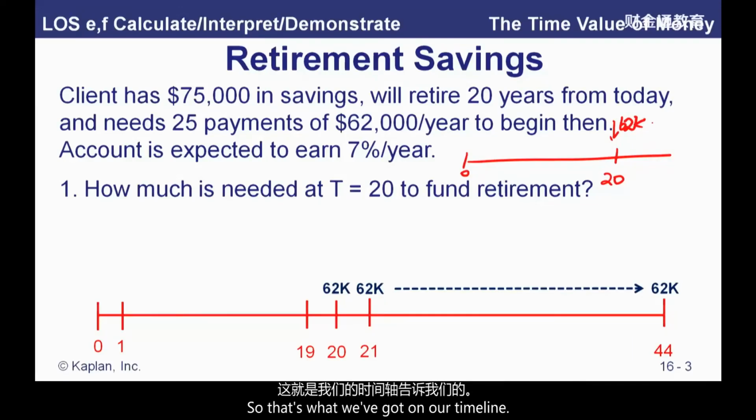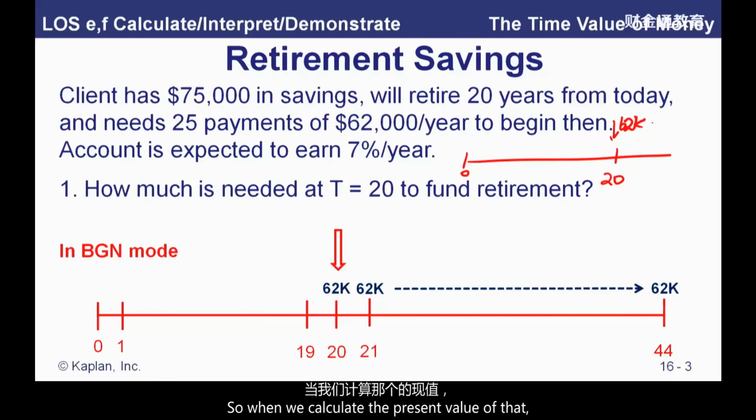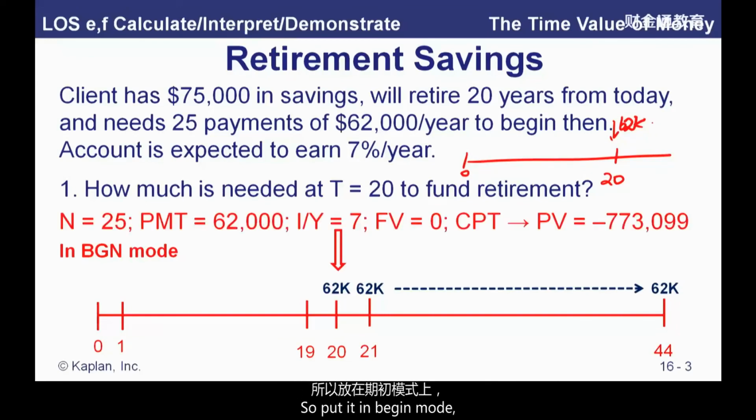So that's what we've got on our timeline. When we calculate the present value of that, we're going to put it in begin mode, because remember, begin mode gives us a present value on the day of the first annuity payment. So put it in begin mode. Put in 25 payments of $62,000 each, 7% annual interest rate, compute the present value: $773,099. That's a negative number.